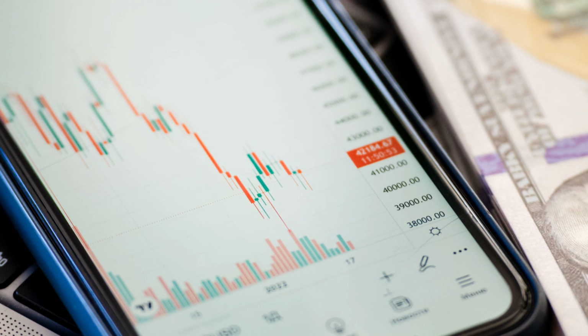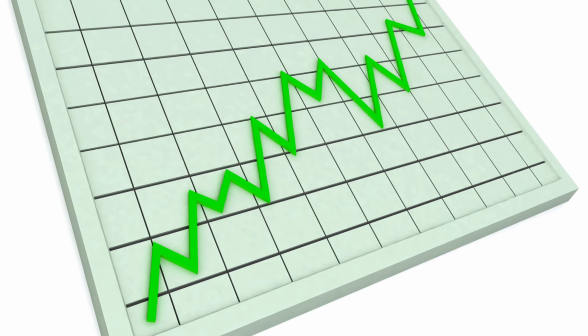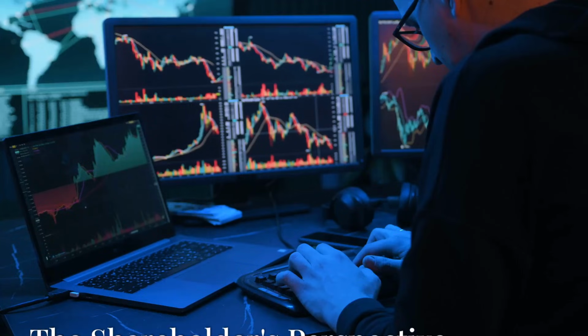Profit increases as USO's price moves closer to $80. At $80, profit reaches $350. Understanding the break-even point and profit range is crucial.